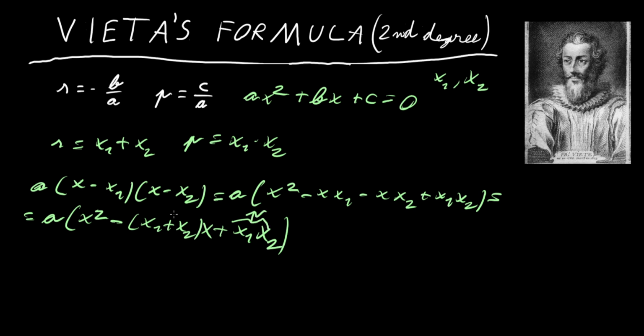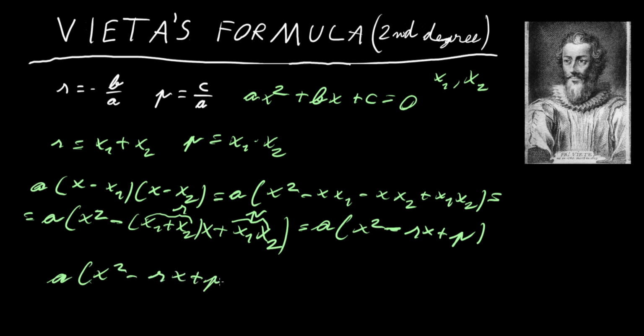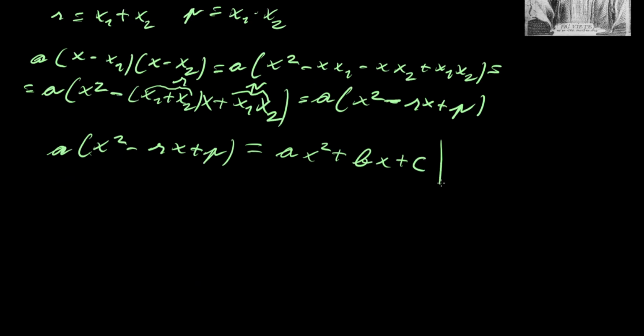So do we see anything in common? Yes, this is P and this is S. So we can write it up like a times (x squared minus S times x plus P). Okay, so what does this equal to? This equation, a times (x squared minus S times x plus P), is equal to this form of the polynomial. So let's write it up. We're going to divide both sides by a, in other words, multiply it by 1 over a.